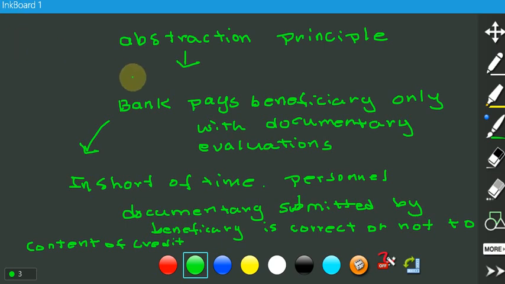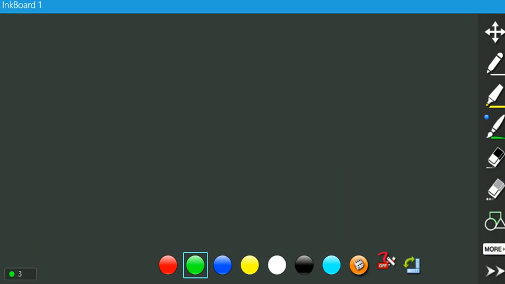And we will see the next principle. I told you the two principles already. Principle number one is the independence principle, and principle number two is the abstraction principle. And next, principle number three is strict compliance, the mirror image rule. The doctrine of strict compliance.